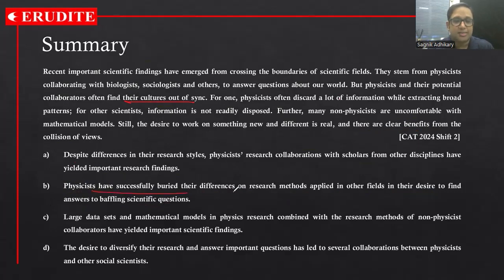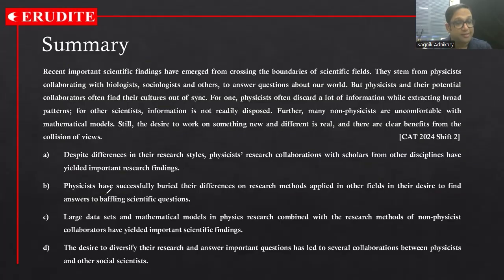So physicists have successfully buried their differences is incorrect. It's a distortion. The passage does not tell us that. That's a baseless assumption. On research methods applied in other fields. Now, this is not necessarily research methods applied in other fields. We don't know where exactly these research methods have been applied. The passage only says important scientific findings. Could very well be in the field of physics as well. So another distortion here. And then in their desire to find answers to baffling scientific questions, where are experts of the other fields, collaboration with biologists, sociologists, and others mentioned?